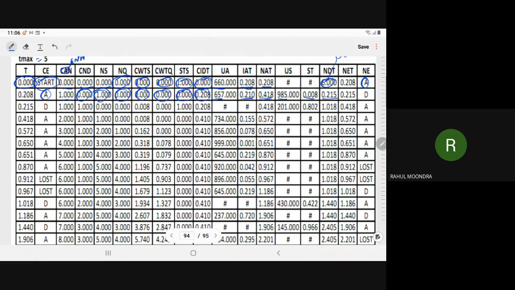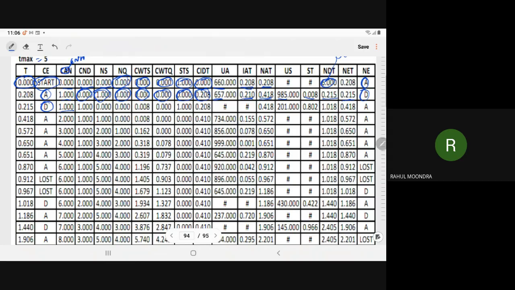So the minimum of 0.215, 0.418 and 5 will be 0.215. So at 0.215 we have the departure. When the clock time is 0.215, we write the departure.